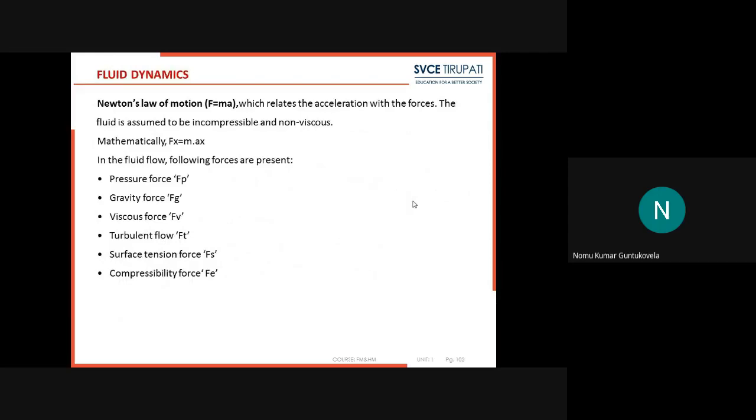So I'll come to fluid dynamics. Here we have different types of forces, because in fluid dynamics we are considering the forces when the fluid is in a movement condition. So those forces may be pressure forces, gravitational forces, viscous forces, turbulent forces, surface tension forces, compressibility forces, or whatever it may be.